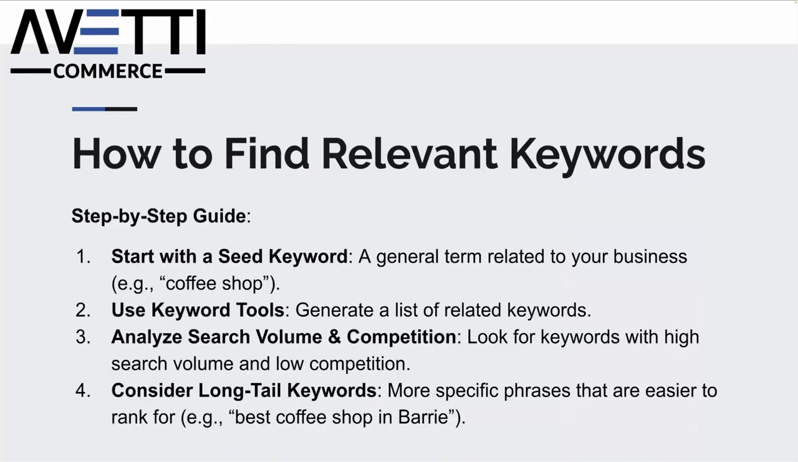Now, let's discuss how to find relevant keywords. This is a step-by-step guide that you can use when you want to find the most relevant keywords for your site. First, start with a seed keyword, a general term related to your business. For example, coffee shop, if that's what your business is. Then use the keyword tool to generate a list of related keywords.